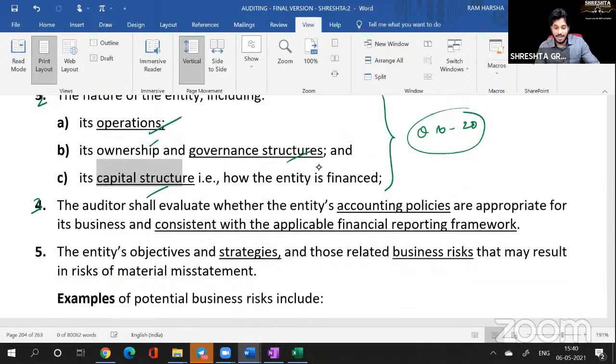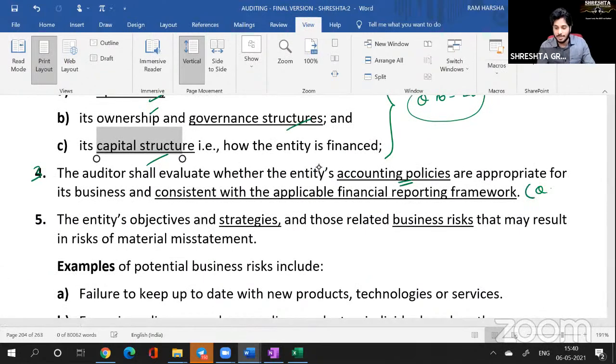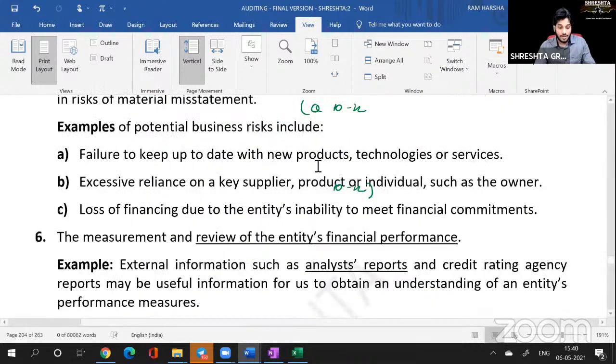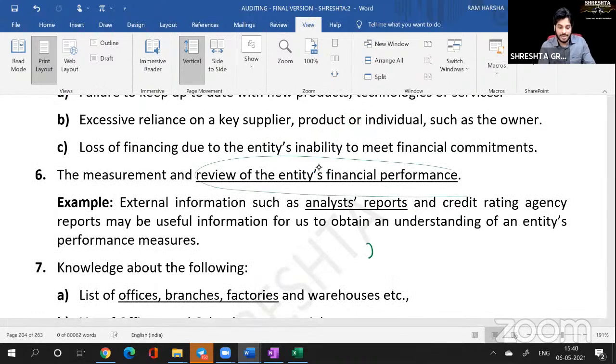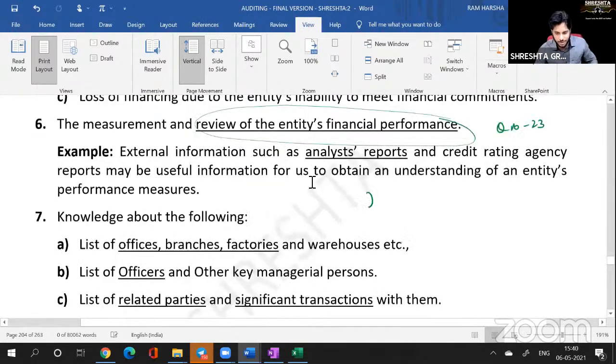And then the auditor shall evaluate accounting policies, all that: question number 21. The auditor should look at businesses and objective strategies: question number 22. Then the auditor should review the performance of the entity: question number 23. That's it. I think 23 is there. To the best of my knowledge, it is there.